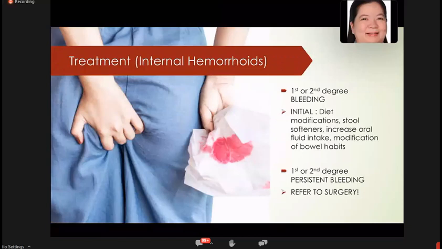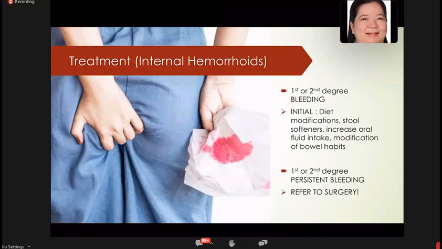Internal hemorrhoids, now you treat them depending on the degree. Okay? First and second degree, usually they only present with bleeding. Okay? What you do, you can do diet modifications. Okay? You can start them on stool softeners. Okay? Like mga laxative, mga ganyan. Okay? Mga Senalax, mga Senocot, mga ganyan, you can give them.